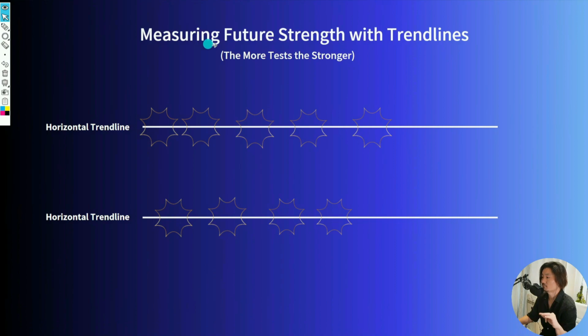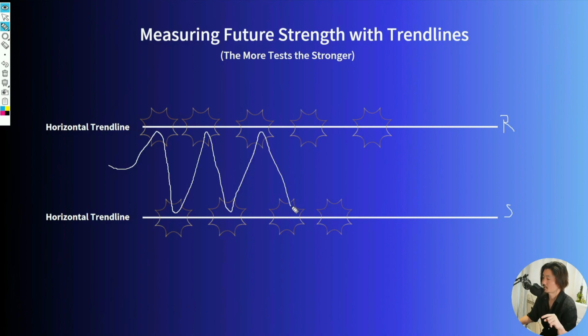All right, so measuring future strength with trend lines. The more tests, the stronger. Let's say there are two horizontal trend lines. One is resistance, the other one's support. Price came up to this resistance, bounced off, down to the support, bounced, support, bounce, bounce, bounce, bounce, bounce, and price is right here, right now.